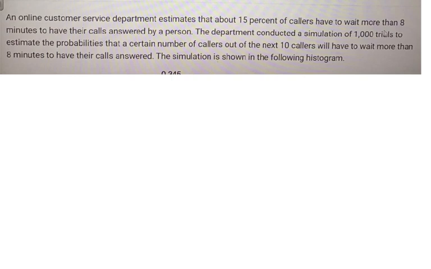Okay, let's go on to the next one. You're told that you're an online customer and about 15% of the callers have more than 8 minutes of wait time. The department conducted a simulation. They did it 1,000 times, 1,000 trials, and they collected all that information. And here's the key thing. They wanted to know the probabilities that a certain number of callers out of 10 callers. So basically they did every 10 calls and saw how many out of those 10 had to wait more than 8 minutes. And here was the histogram.